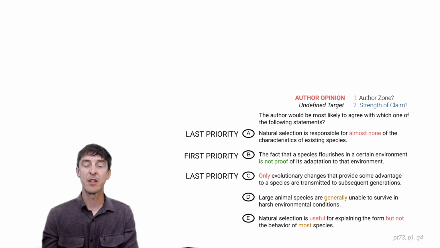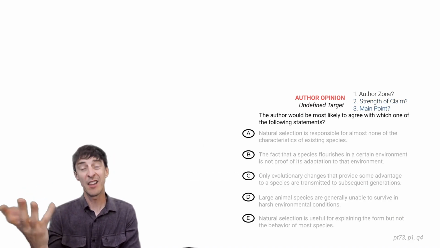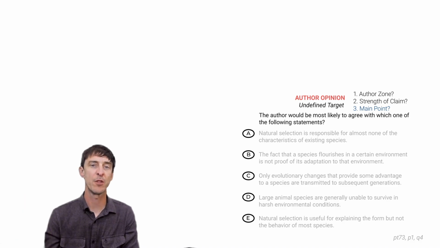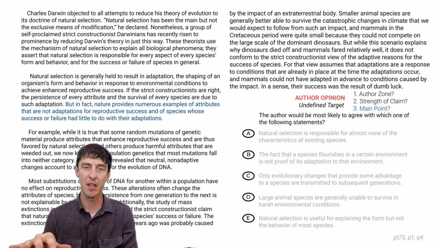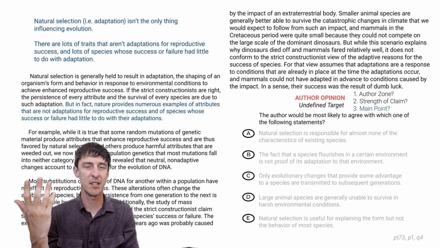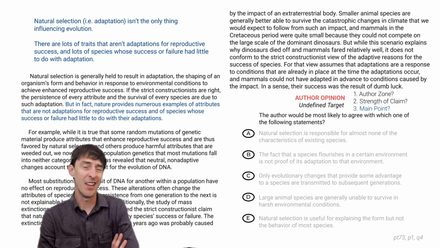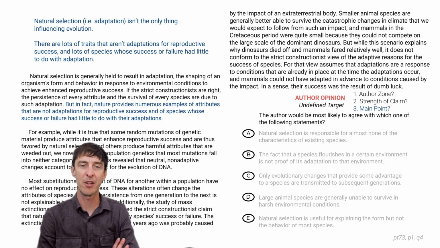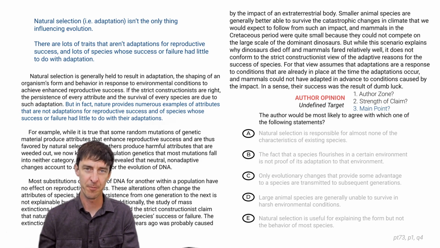The third gear you can sometimes think of when you're doing undefined author opinion is that a lot of times the correct answer does feel sort of main point adjacent. So you can remind yourself of the main point. The author doesn't think that natural selection explains everything. She's saying there's a lot of traits that species have that were just kind of neutral mutations. And then she said a lot of species also survive or perish based on really dumb, unrelated factors that have nothing to do with adaptation.